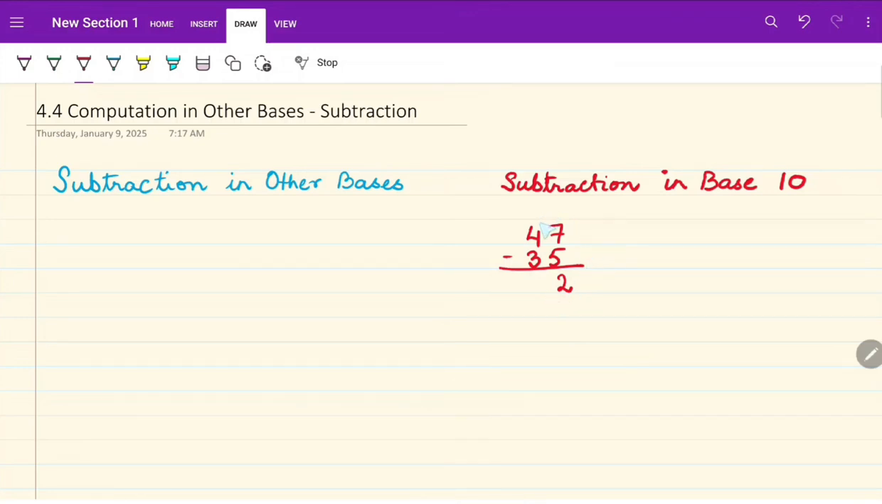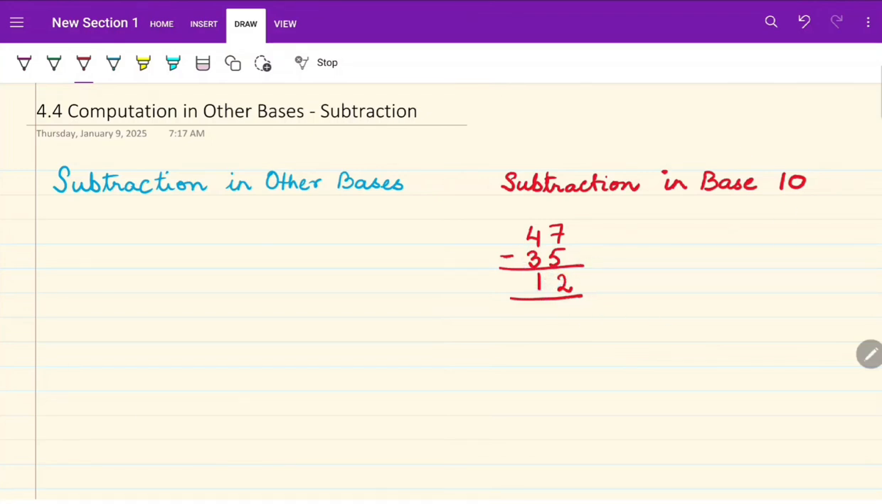Then we go over to the next column to the left. Again, we look at the value on top. The digit on top is a 4, which is larger than the digit at the bottom, which is a 3. So there's enough in 4 to give away 3. So 4 minus 3 is a 1. 12 is the answer. Now, this was a straightforward process of subtraction, because all the digits on top were greater than the digits at the bottom.